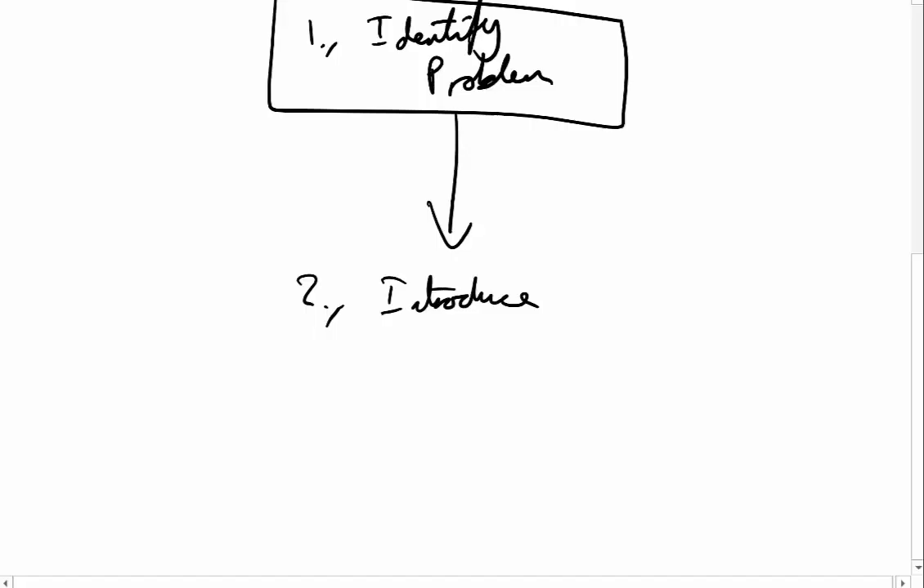Okay, so the first thing which you do when you're building a model is you introduce the things which you need to look at. So you introduce variables and parameters. What's the difference between a variable and a parameter?